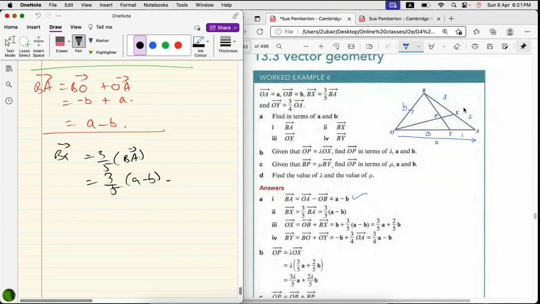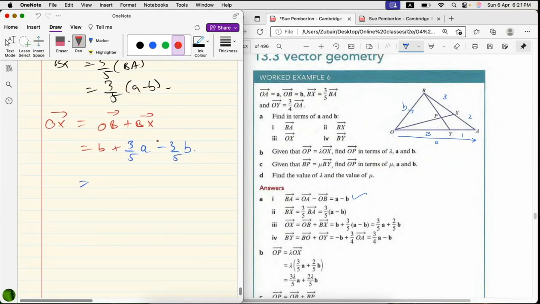OX. So OX is going to be OB plus BX. OB is b, where BX, while I copy that down, I'm simplifying it at the same time. This is 3 by 5 of a minus 3 by 5 of b. So we collect the like terms. a is alone, 3 by 5 of a, and 1 minus 3 by 5 is 2 by 5. So that's 2 by 5 of b. Either we leave it like this or we take 1 by 5 as common: 1 by 5 of (3a plus 2b). OX is done.